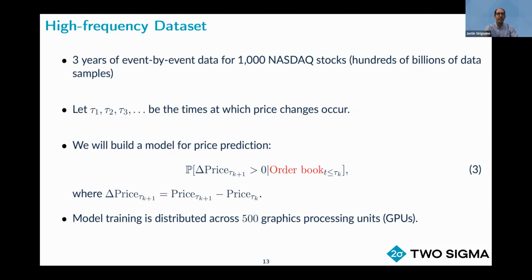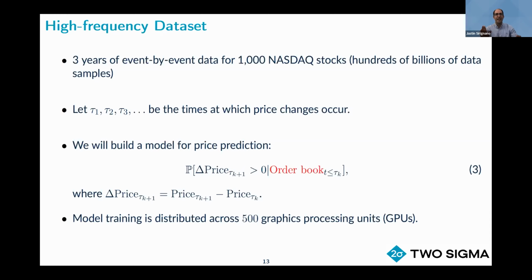We will implement a recurrent neural network for predicting price changes in high-frequency financial data. To demonstrate the potential of machine learning to outperform classical statistical models, this deep learning model will be compared against a linear recurrent model. We will use a data set of 3 years of event-by-event high-frequency data for approximately 1,000 stocks. In total, there are hundreds of billions of data samples in this data set.